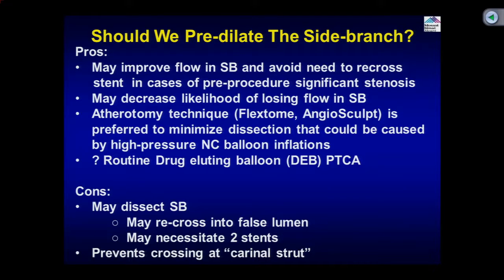So data are being done at present, studies are ongoing to see, but just doing a drug-eluting balloon dilatation of the side branch preserves it, although some trials have had borderline results, it is not consistent. Then the cons of doing a side branch pre-dilatation is that you may dissect, and then now you have created a false lumen, or you now have to put a stent in the side branch before you even start.